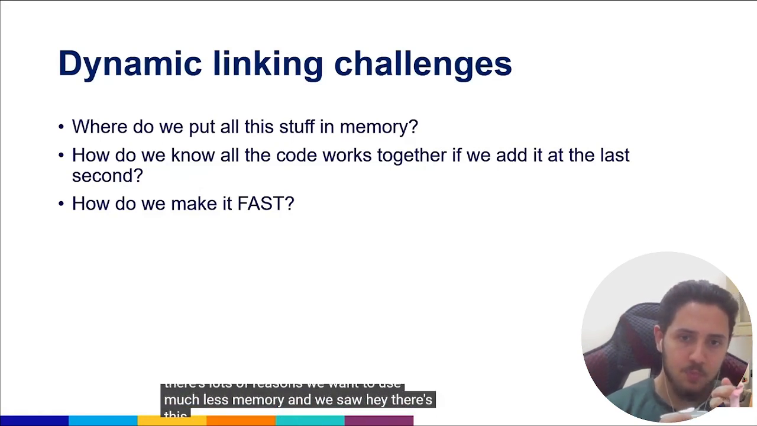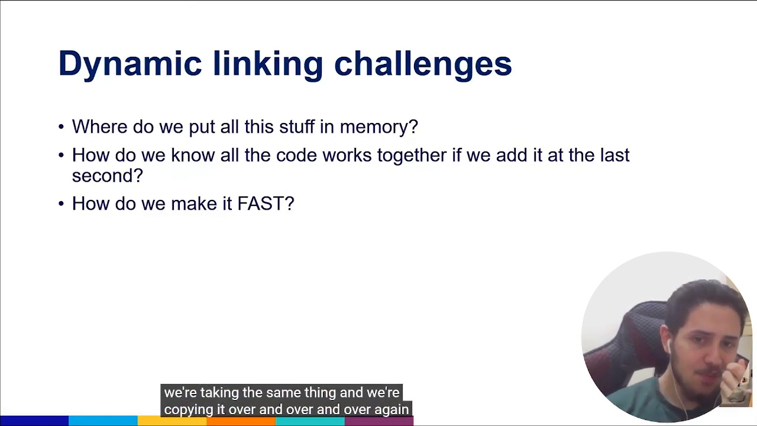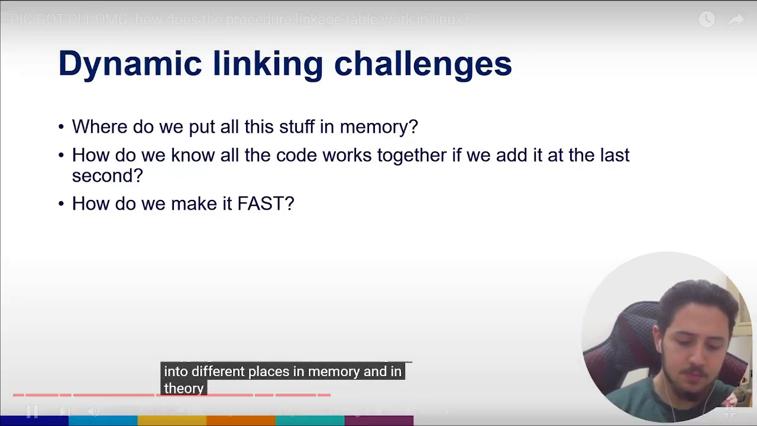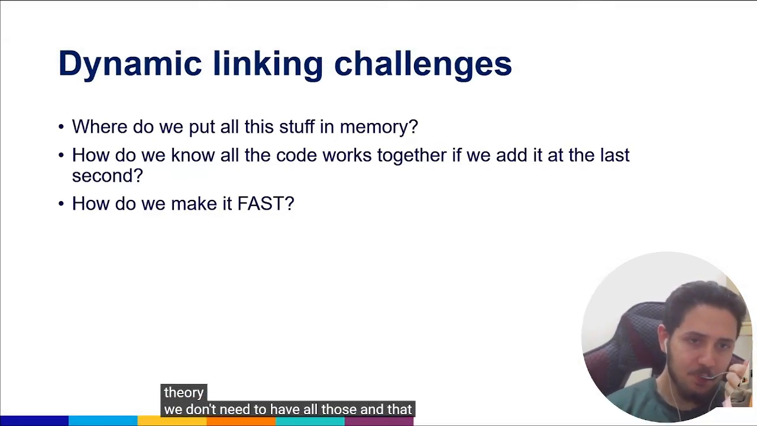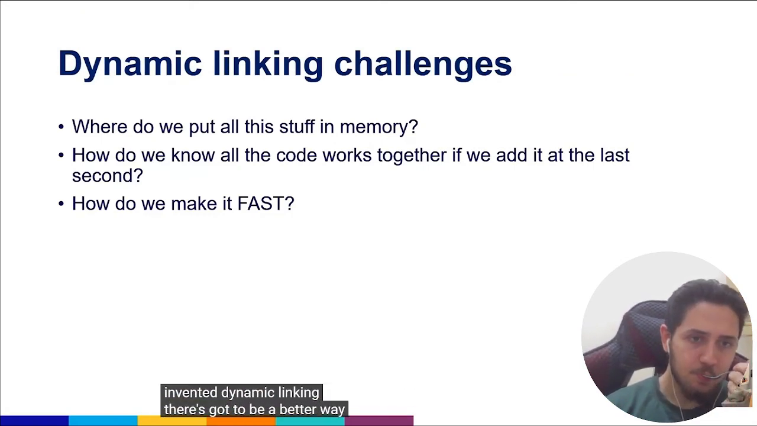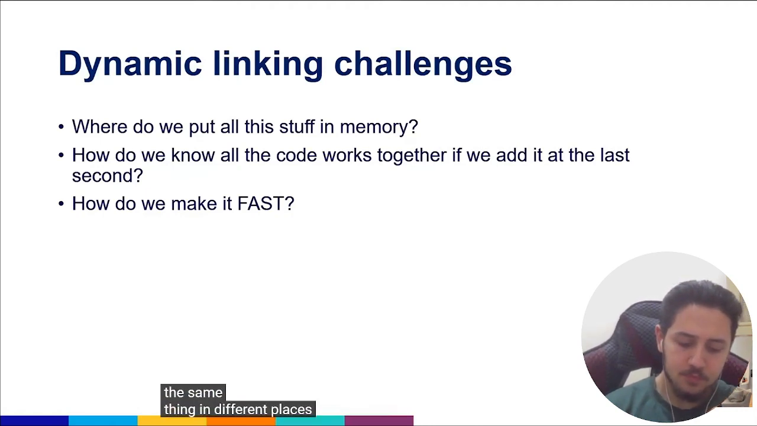And we saw, hey, there's this opportunity. We're taking the same thing and we're copying it over and over and over again into different places in memory. And in theory, we don't need to have all those. And that's our challenge. That was the insight that somebody had when they invented dynamic linking. They said there's gotta be a better way. We can't keep doing this stupid thing of loading the same thing in different places.